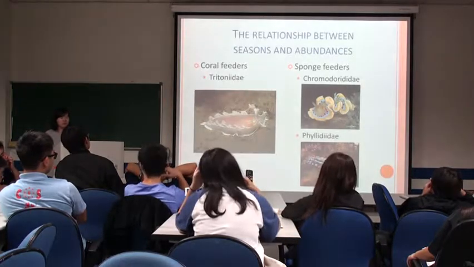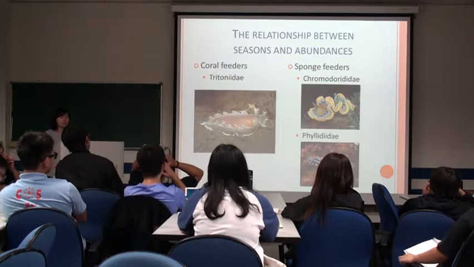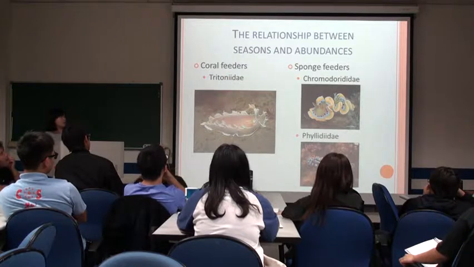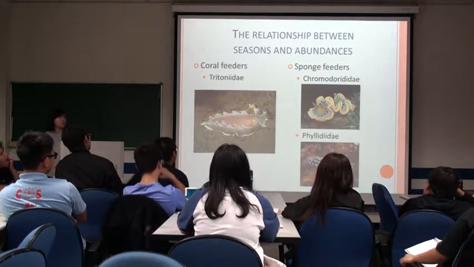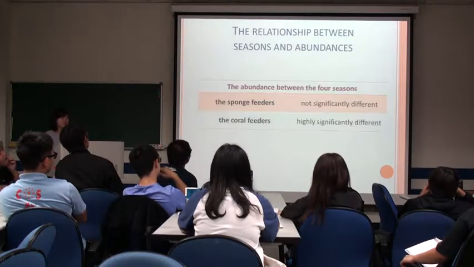We also compared the relationship between the season and abundance. We chose 2 kinds of feeder. One is coral feeder and the other one is sponge feeder. And we chose 3 kinds of Nudibranch species to conduct this survey.